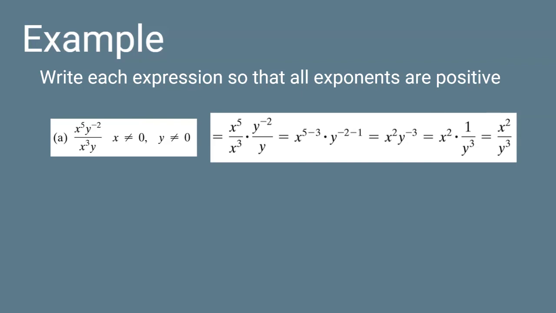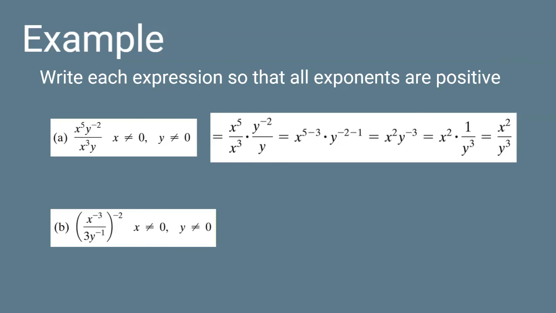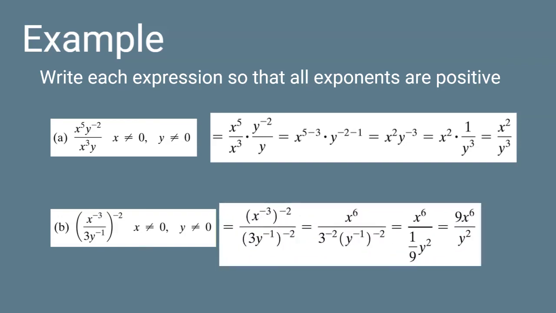Let's do one more. Here's our second example. A little bit more difficult, but y'all, we got this. Talking through this just real quick, we're going to want to take that negative 2 and distribute it. Then we're going to want to find like terms and reduce everything down and then get everything positive. First, distribute that negative 2 to the top and to the bottom. Looking at the numerator only, we have a negative 3 raised to the negative 2.